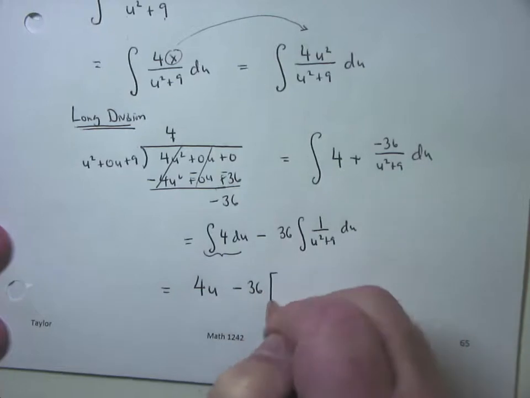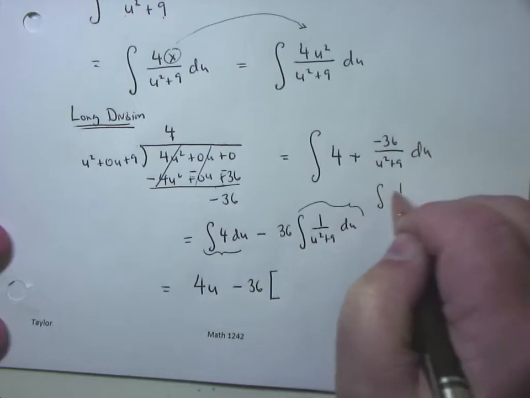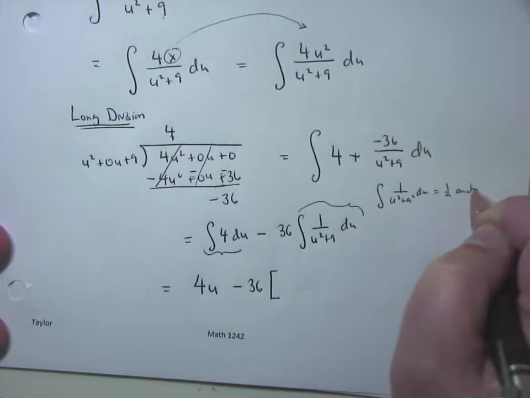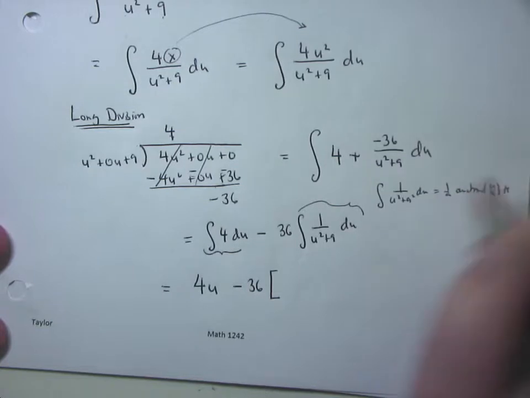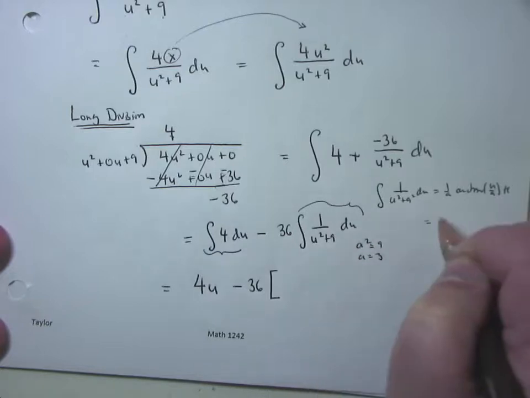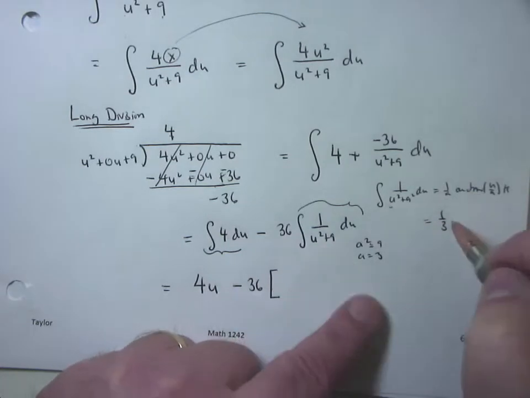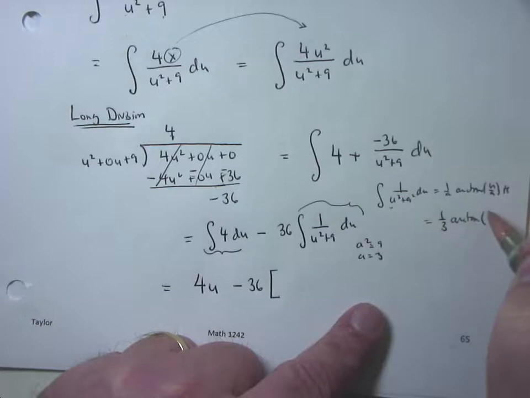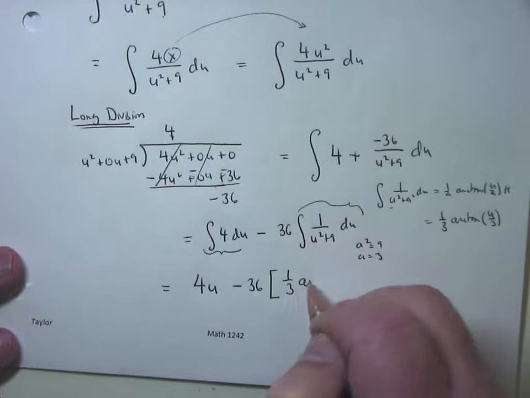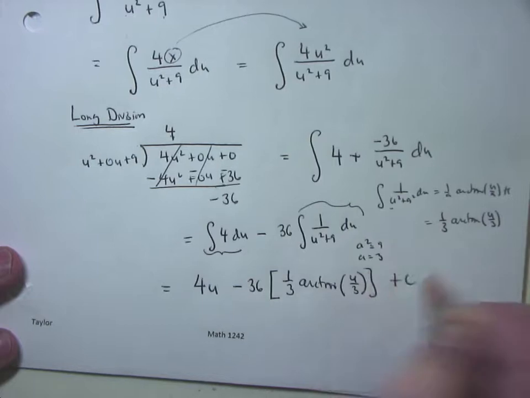Minus 36 is a constant. This is a formula that we have memorized. The integral of 1 over u squared plus a squared du is 1 over a arctangent of u over a plus c. The big deal here is a squared equals 9, making a equal to 3. So this turns into 1/3, because it's a straight substitution with the u squared part. So it's 1 over 3 arctangent of u over 3. That goes here, 1/3 arctangent of u over 3 plus c.